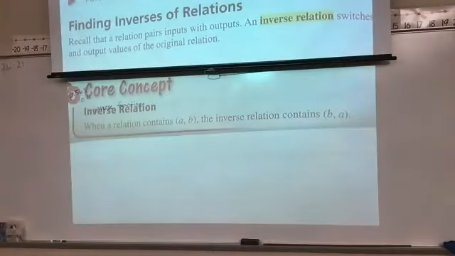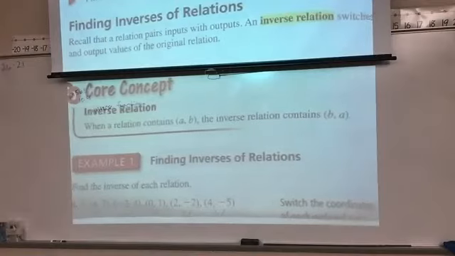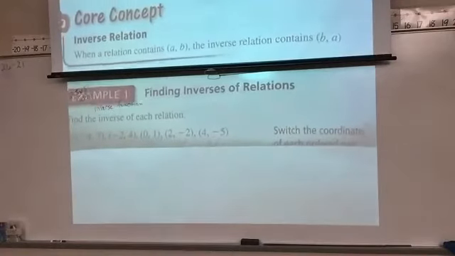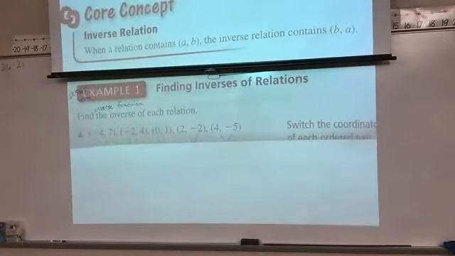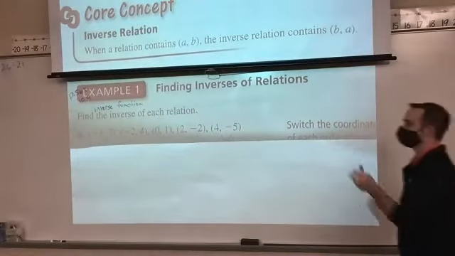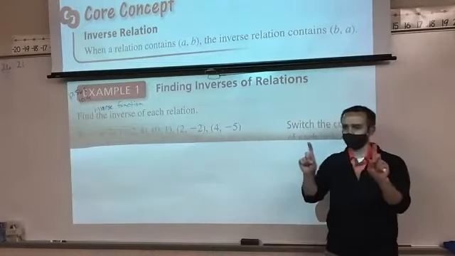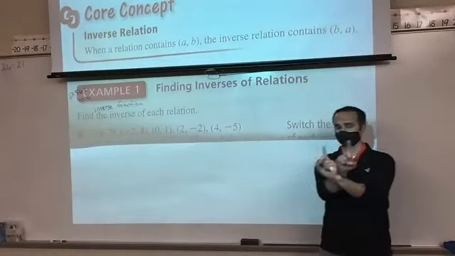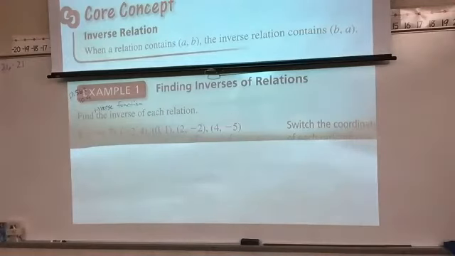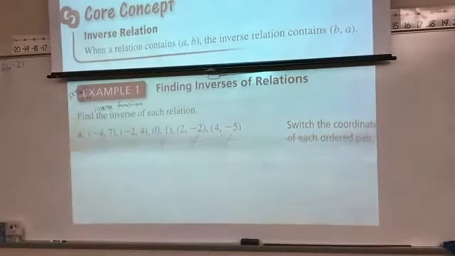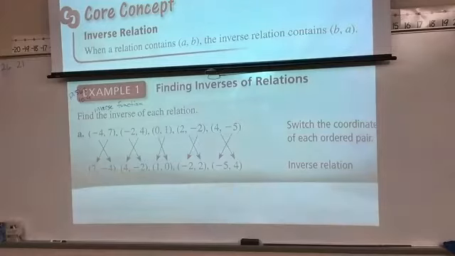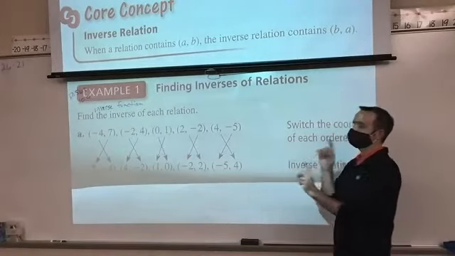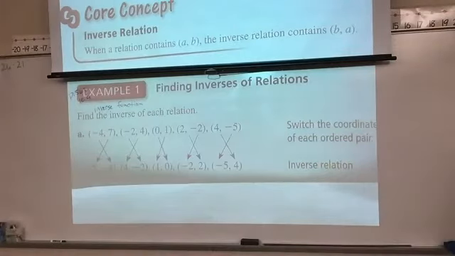So again, we're switching the x and the y values. So when we see this problem where it just simply says find the inverse of the relation, if they're just going to give us ordered pairs, all we have to do is take each ordered pair and switch the x and the y. So I don't need you to do this, we're just going to look at it. Okay, and you can see it here. They just switch every x and y value in each ordered pair. Okay, and that becomes the inverse relation.